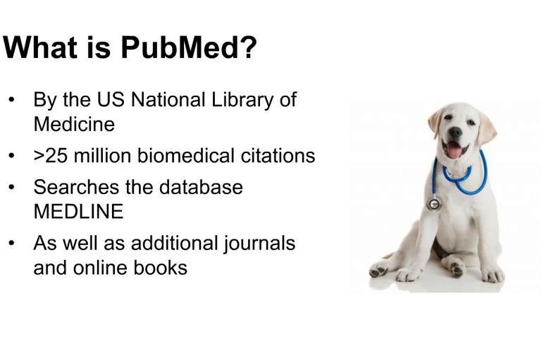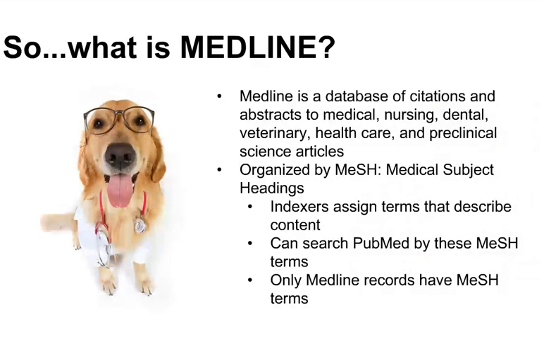That's an important thing to keep in mind when you're searching in PubMed. So when you search PubMed, you're searching the database Medline plus additional journals and online books. I don't know if anyone here has heard of Medline before. It's available through a number of different platforms, including PubMed. So that's going to beg the question, what exactly is Medline then? Like I said, Medline is a database, and so it's kind of a database within the database of PubMed that contains citations and abstracts related to the areas that I have listed on this slide right here.